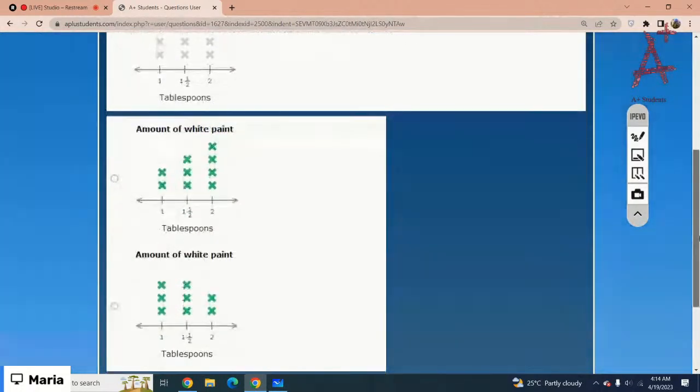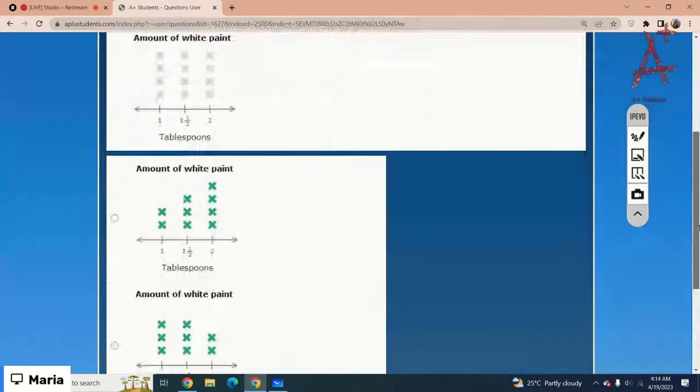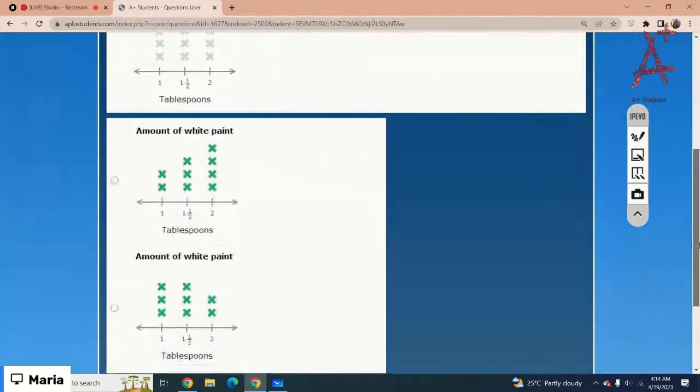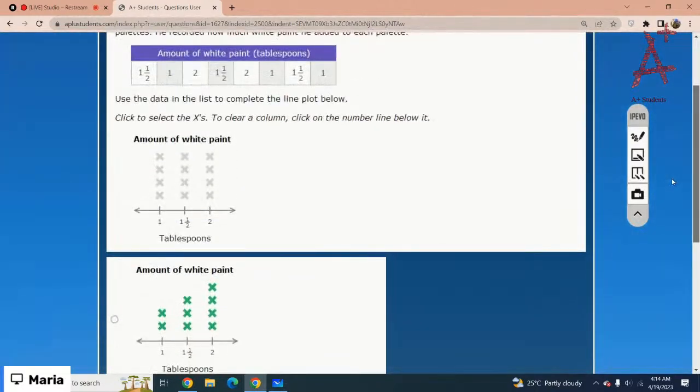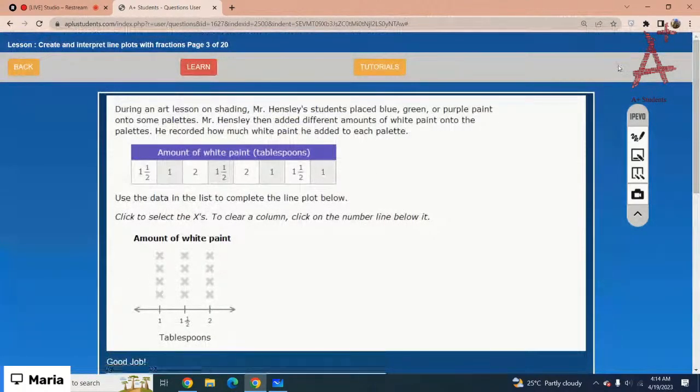You have to look at which line plot is the correct one. So for the 1 you have 3 values, for the 2 you have 2 values, and 1 whole 1 by 2 has 3 values. So it would be 3, 3 and 2. So that would be the correct option. For 1 you have 3 values, for 1 whole 1 by 2 you have 3 values, and for 2 you have 2 values. So that is the correct option.